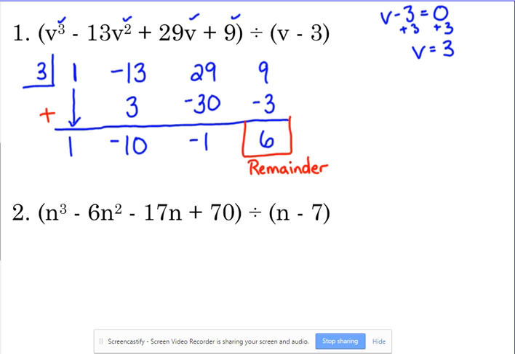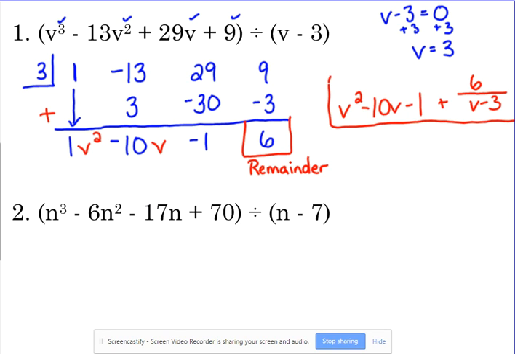Now, we just have a list of numbers. What does that mean? Well, we started with v cubed, so then we reduce the degree by 1. So that's going to be v squared and v. So here's our answer. Here's how we write it. We write it v squared minus 10v minus 1, because the 10 and the 1 were negatives, plus our remainder over what we divided by.